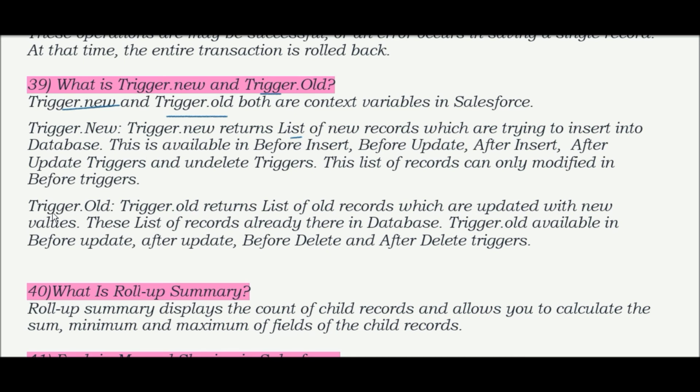Now trigger.old. Trigger.old returns a list of old records which are updated with new values. This list of records is already there in the database. Trigger.old is available in before update, after update, before delete and after delete triggers. Okay, so this is the difference between trigger.new and trigger.old context variables.